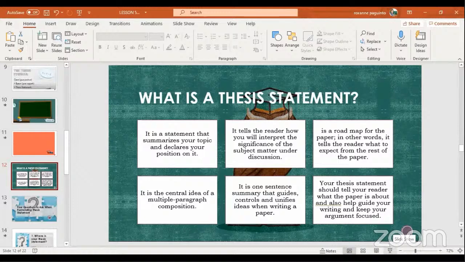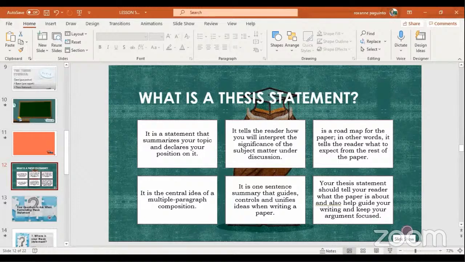So you cannot beat around the bush. You cannot say everything without your stand, without your proper claims, without your position. So it is a one sentence summary that guides, controls, and unifies your ideas when writing a paper. Without your thesis statement, your paper would be totally vague.